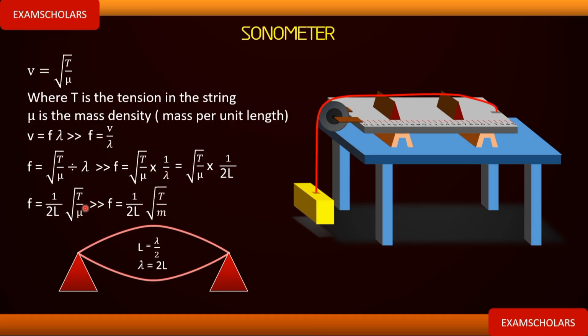If you don't want to use mu, you can use m, but recall that m here is mass per unit length: the mass of the string divided by the length of the string. In this experiment, it is going to be the total mass of this string divided by the length from here to here. So that is the mass density: the total mass of this string divided by the length of this string from here to here.